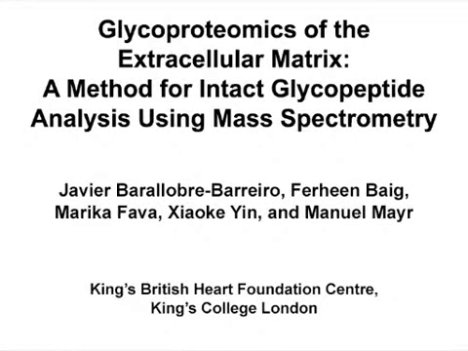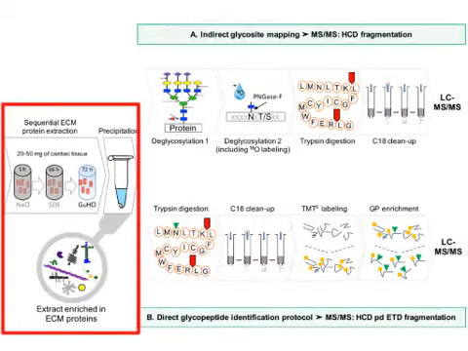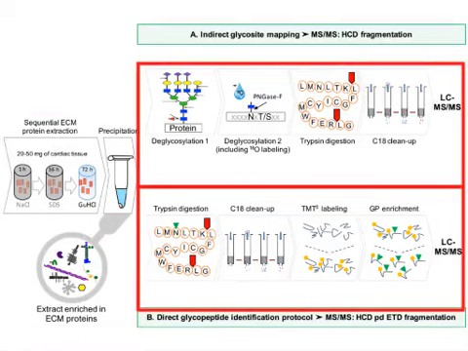The overall goal of this protocol is to analyze the extracellular matrix protein composition, including the identification of glycosylation sites and compositional characterization of glycan forms in cardiovascular tissues.